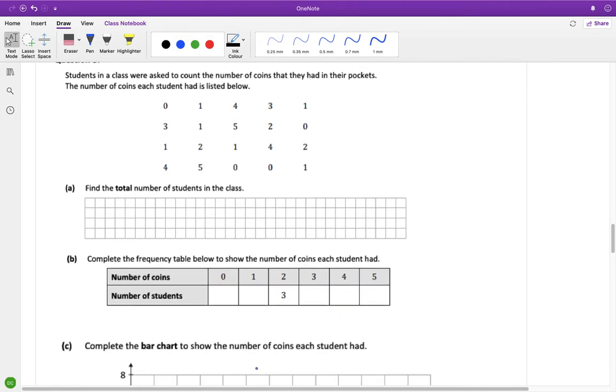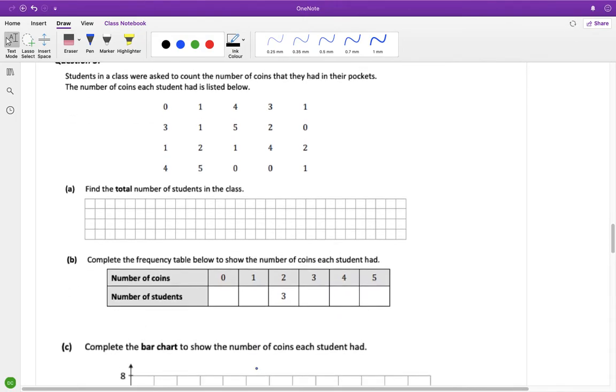Question 3. Students in a class were asked to count the number of coins they had in their pocket. The number of coins each student had is listed. Find the total number of students. Just count. 1, 2, 3, 4, 5, 6, 7, 8, 9, 10, 11, 12, 13, 14, 15, 16, 17, 18, 19, 20.